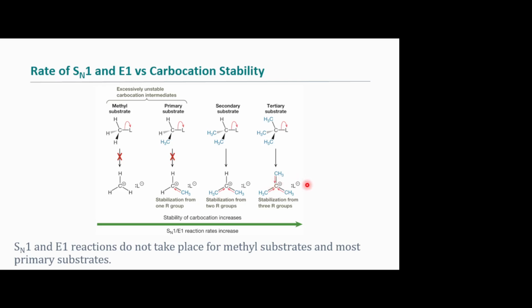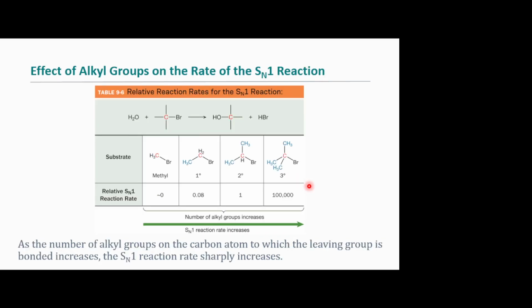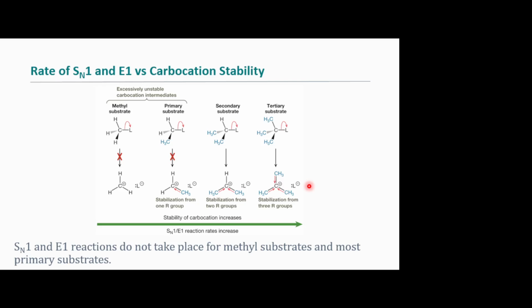Note that even though I said SN1 up here, it's the exact same first step for an SN1 and E1. So this methyl substrate is the exact same thing for SN1 and E1. There's no difference.